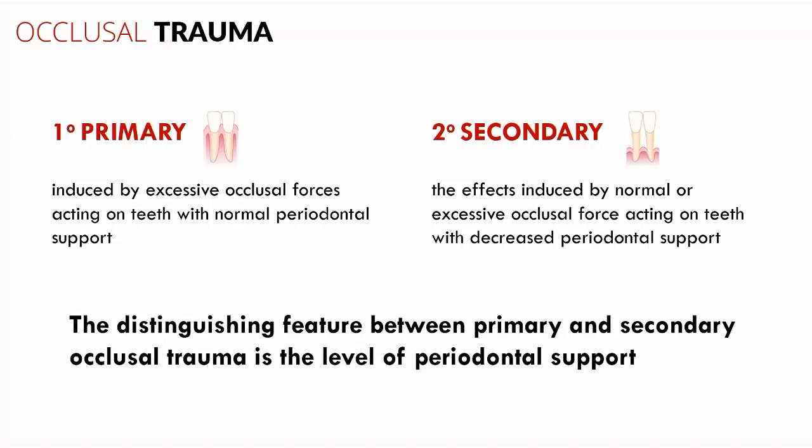One of the questions I know I'm probably going to get is, well, what if there's a case where the teeth are being excessively loaded and there's decreased periodontal support? So it kind of fits in both categories, right? At that point, we would still consider it secondary occlusal trauma because it still fulfills that criteria of decreased periodontal support. Okay? Question in the front.